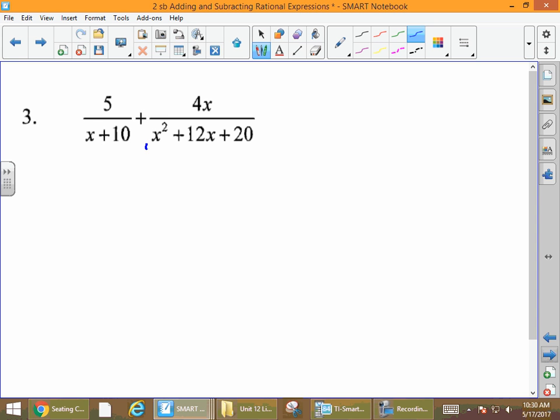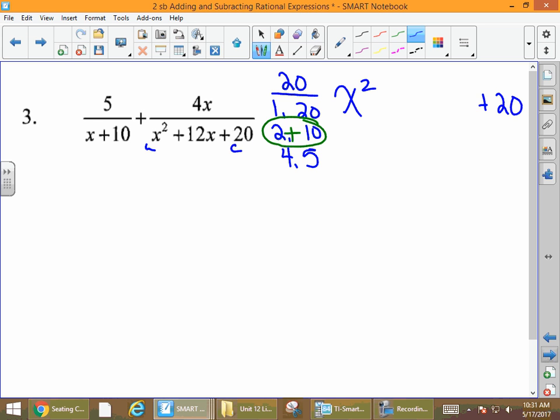But we're going to take our a times our c. 1 times 20 is 20. The factors of 20 are 1 and 20, 2 and 10, and 4 and 5. Will any of those either add or subtract to be 12? Which one? 2 and 10. And they both happen to be pluses here, so that makes life a little bit easier. We're splitting the middle. And we're going to put plus 2x plus 10x.